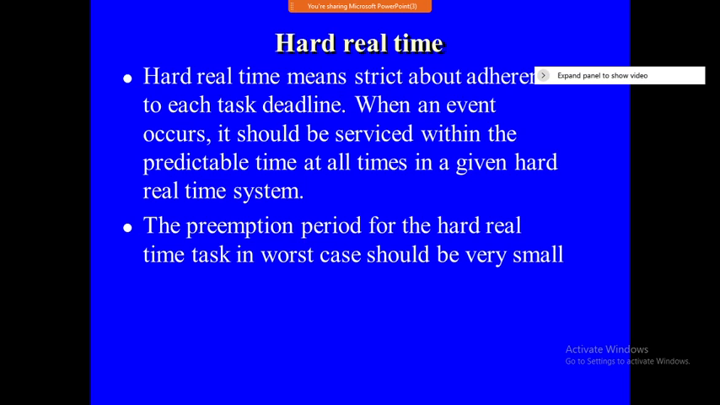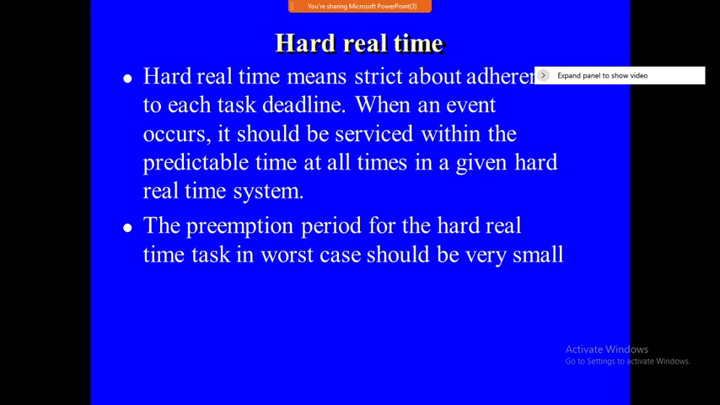Take an example. In the previous class also I gave the example: the anti-lock brake system, ABS, in cars. Whenever the brake is applied, it has to happen. If after pressing the brake it misses, then an accident may happen or skidding of the car may happen. Anything may happen. So hard real times strictly adhere to the time deadline.